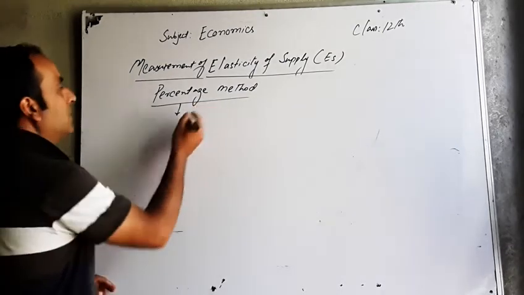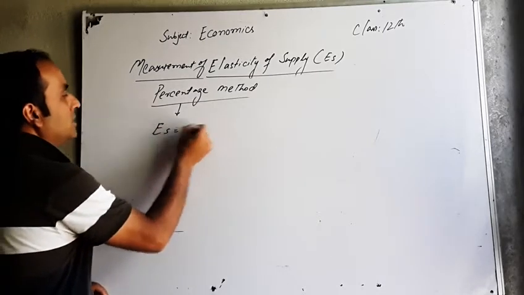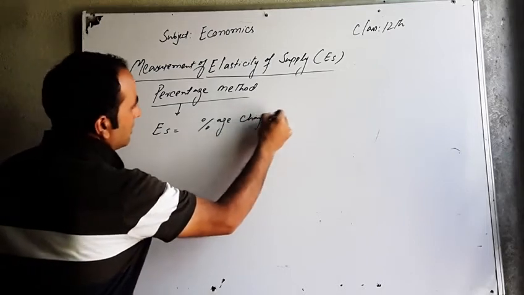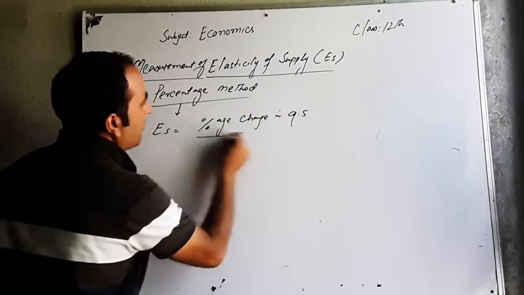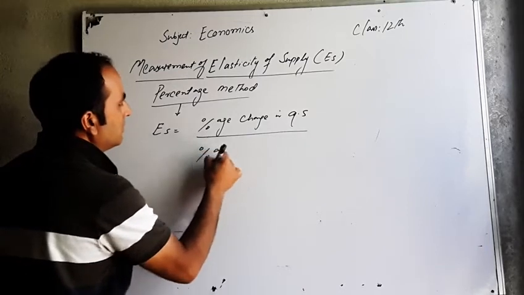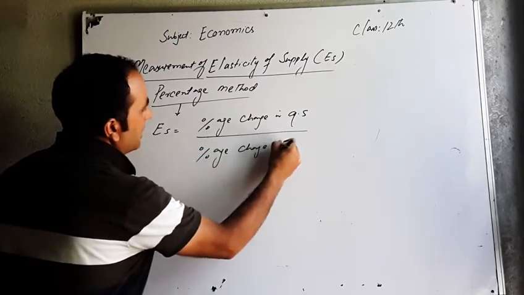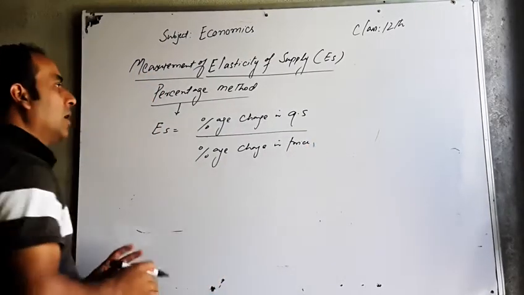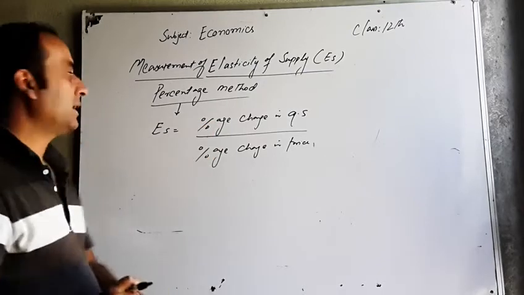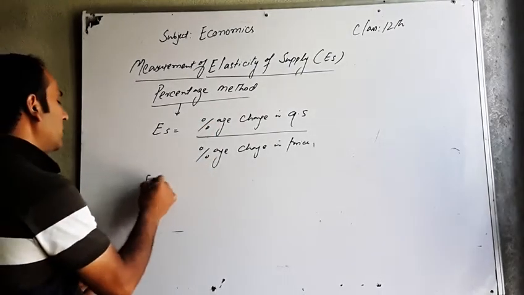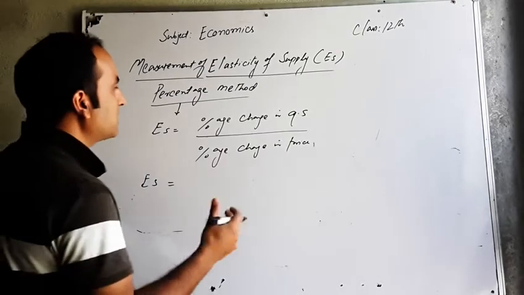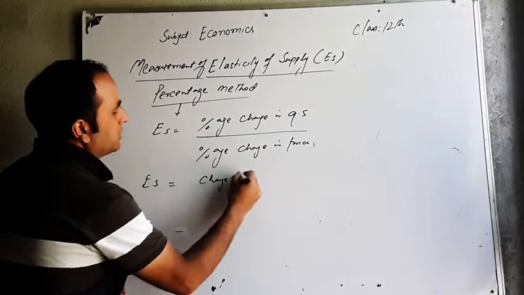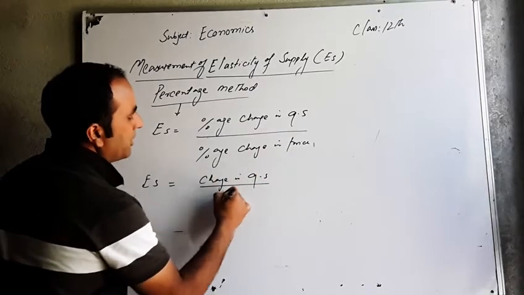So simply we can say under this method elasticity of supply is equal to percentage change in quantity supply divided by percentage change in price. Percentage change in quantity supply is equal to change in quantity supply divided by initial supply.